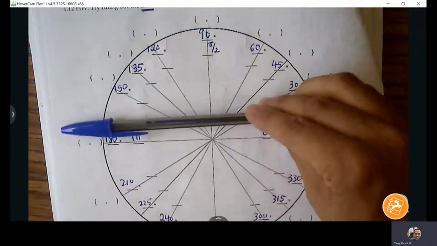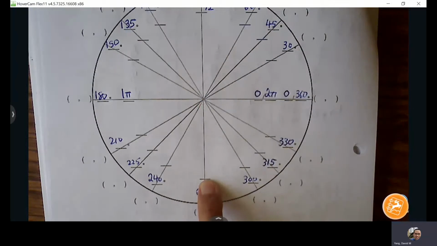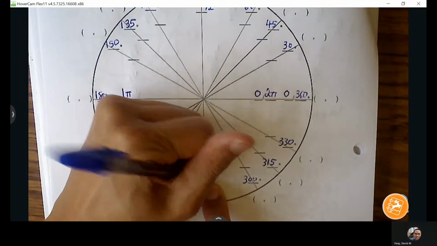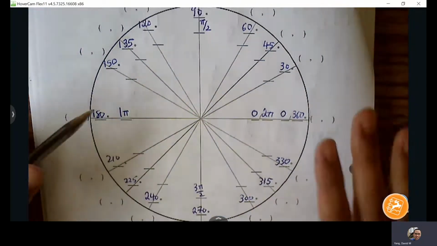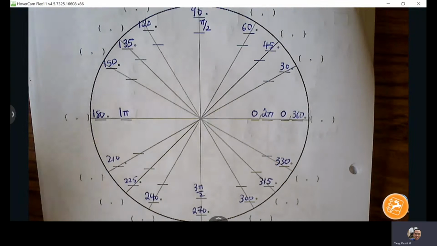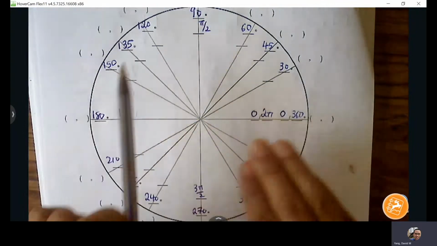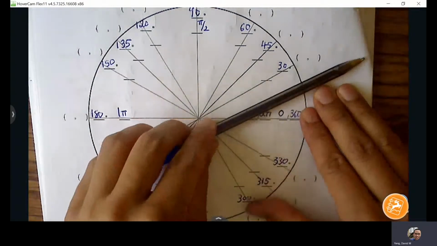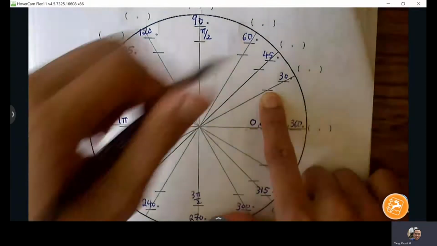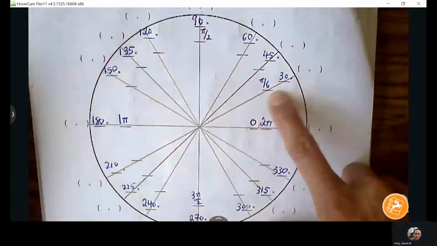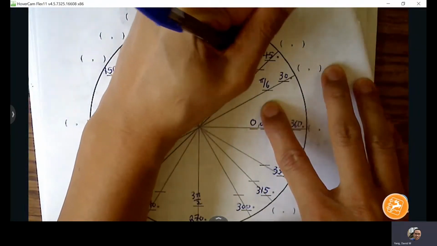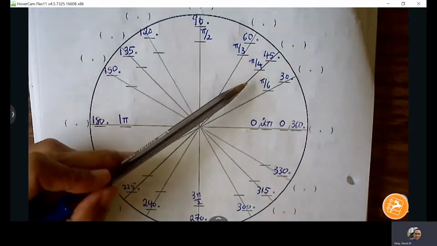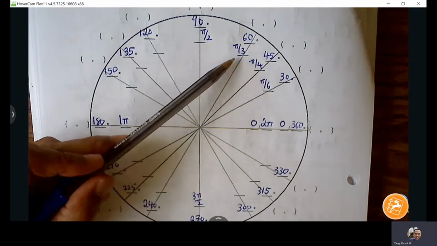So pi over 2, 1 pi. What's this one down here? 1.5 pi or 3 pi over 2. Okay, don't let the pi's throw you off. Just look at the fractions in front, right? You've got 0, 1/2, 1, 3/2, and then 2. Now here are the special angles. We have pi over 6, which is correlated with 30 degrees. We've got pi over 4, and then we have pi over 3. Don't let the pi's throw you off. Just think 1/6, 1/4, and 1/3.